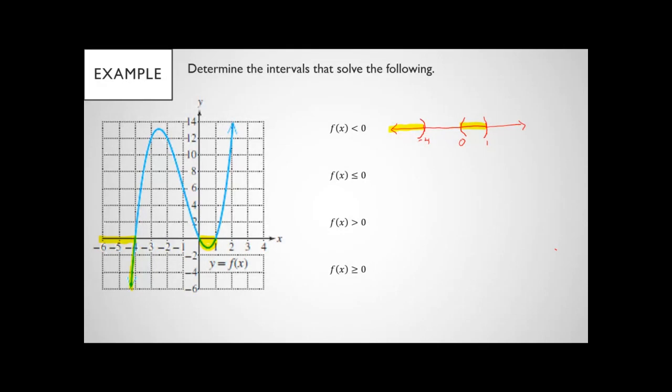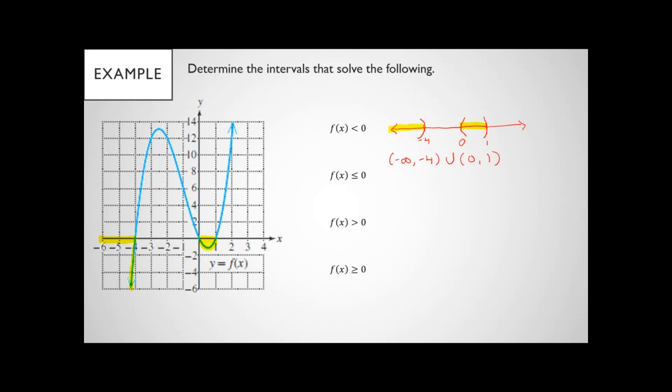So I have 2 sections here where our graph is below 0, where we have negative values. And so we're going to give our answer as a union of these 2 sections. So we have -infinity to -4, union 0 to 1. We union those together to indicate that we have 2 sections, and those are the sections where we are less than 0.